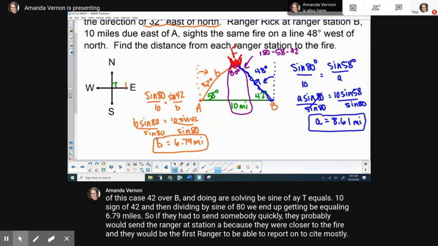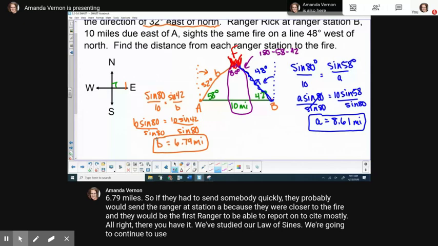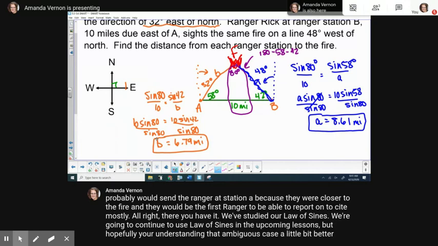All right, there you have it. We've studied our law of sines. We're going to continue to use law of sines in the upcoming lessons, but hopefully you're understanding that ambiguous case a little bit better, and just keep practicing.